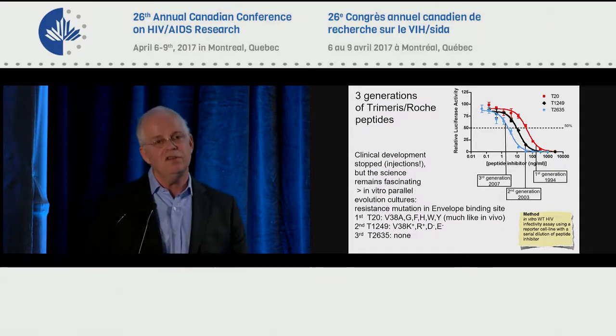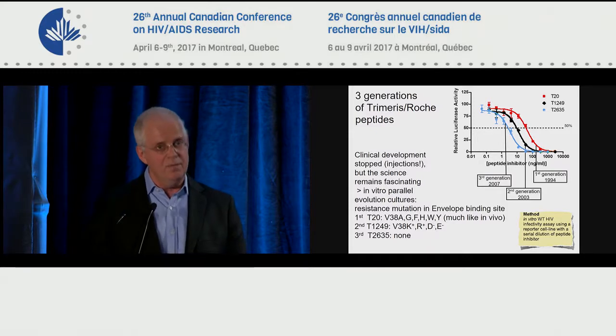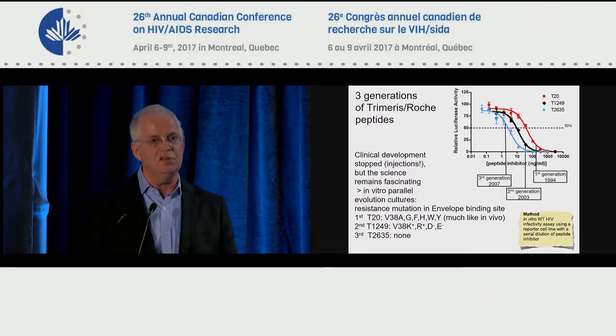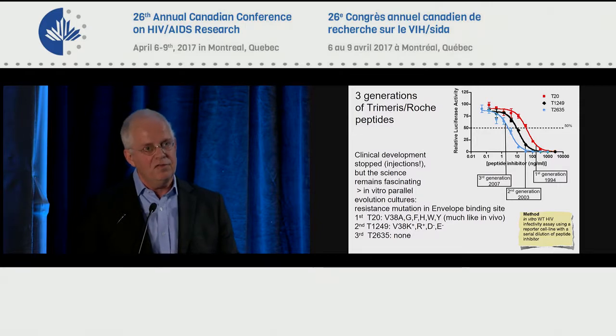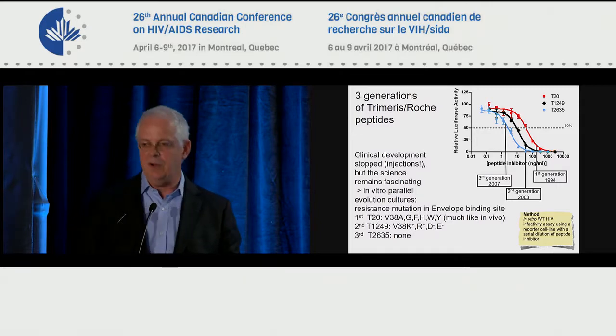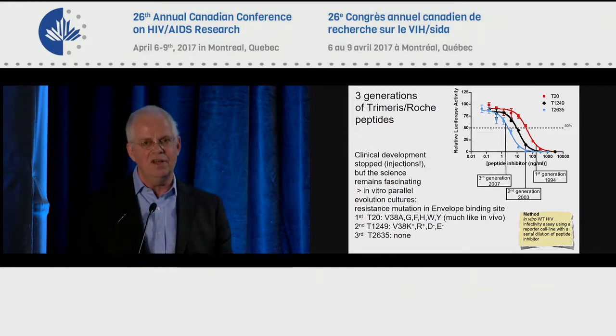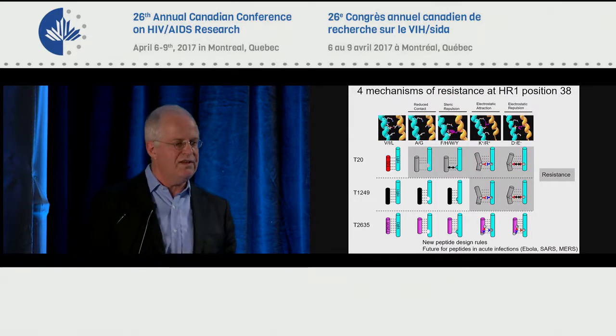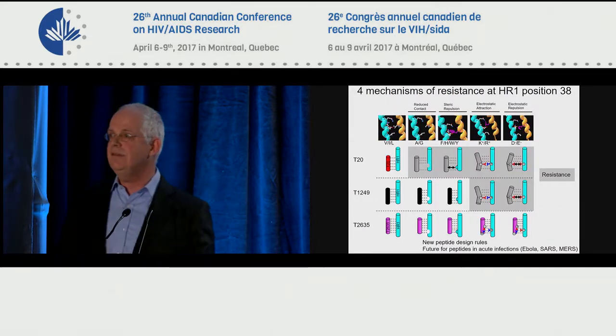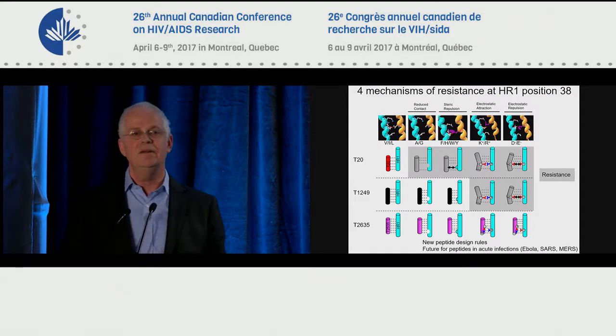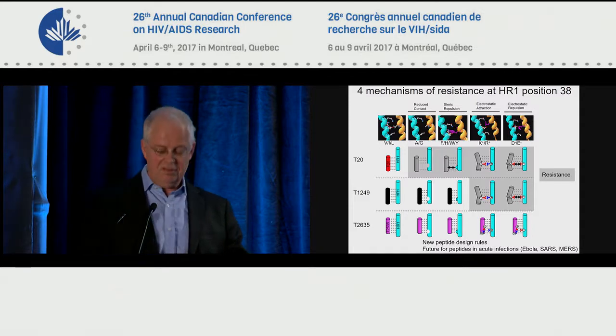And the 3rd generation is also quite intriguing because it is extremely difficult to get resistance. Eventually we got a low level of resistance, and I can tell more about that, but I think it's fair initially to say that there's no resistance, not like with the other ones. So can we understand that? Well, this slide summarizes a lot of work, but it tells you, I think, the complete story.